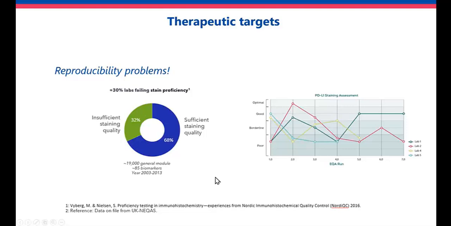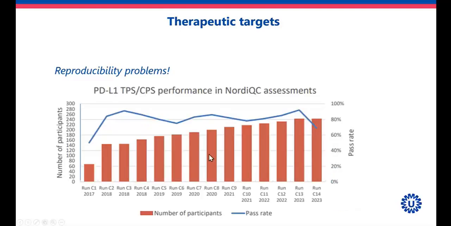This is another example where you can see some variations from different runs within the framework of quality control. This is the Nordic, where you see that insufficient staining quality was present in the runs for 32% of the labs. And this is PD-L1, where you also see that there is quite some variation in the EQA run.